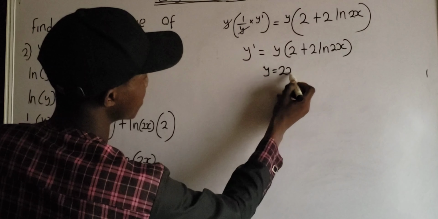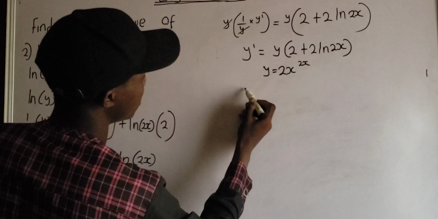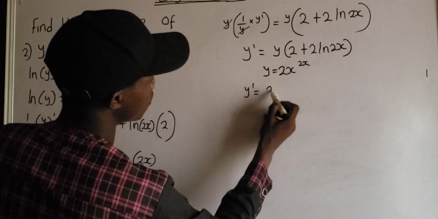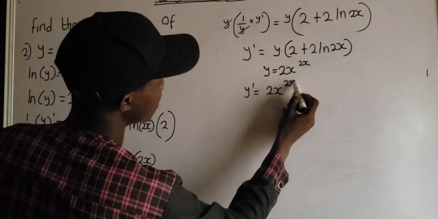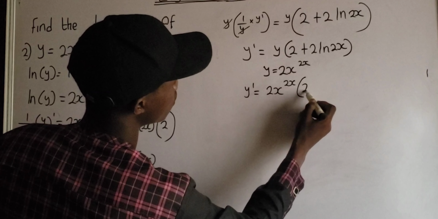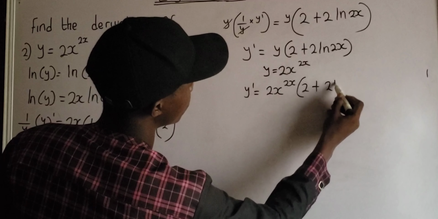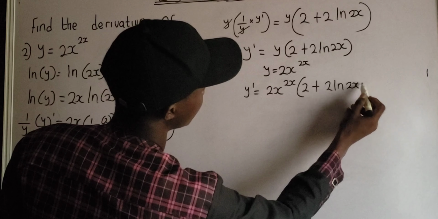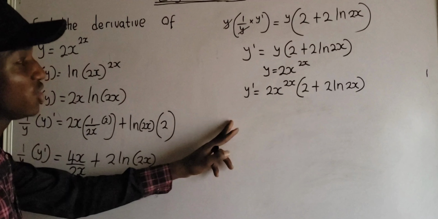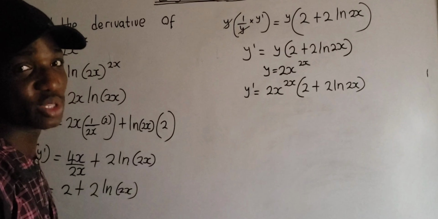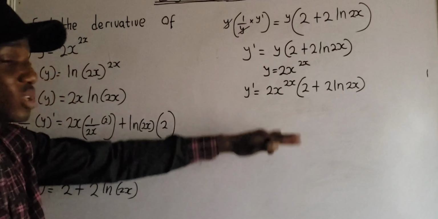y equals 2x raised to the power of 2x. So the derivative of y is equal to 2x raised to the power of 2x times the bracket 2 plus 2 ln 2x. You can leave your answer like this or open the bracket. For simplicity, I'm going to leave my answer like this.